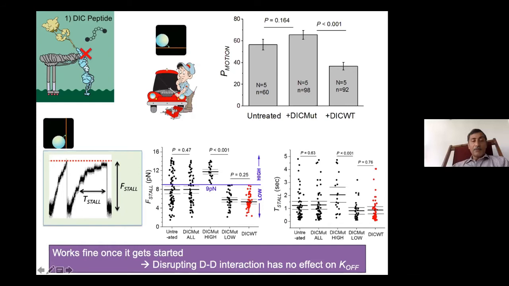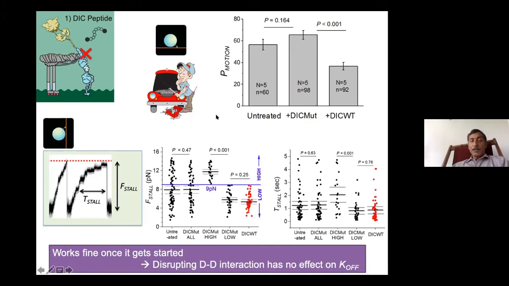Remember, when you are away from the center of the trap, you are actively generating force. I won't go into the details of this, but what we essentially saw is that this stall force duration is the same for the mutant and the wild type condition, which tells you that disrupting the dynein-dynactin interaction has no effect on K off. No measurable effect on K off.